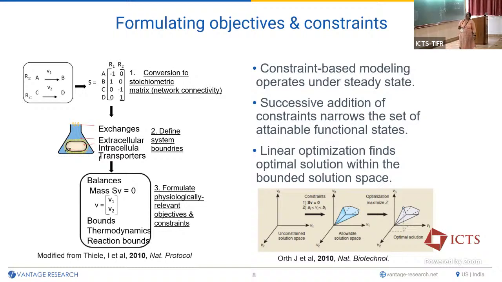You keep on adding successive constraints, and what exactly constraints are doing is your solution space is getting bounded. Now when you apply the linear optimization, one of the optimal solutions will fall on the edge of your solution space, and that is what FBA, flux balance analysis, is giving you, the final optimal result.